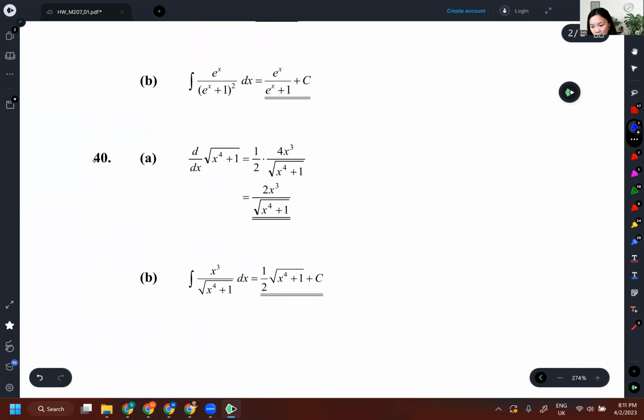For the last question, 40b. For 40a, you can get the integral of 2x cubed over root x4 plus 1 dx equal root x4 plus 1 plus c. And then you can get this one. If it's not very clear, I hope this makes it very clear. So at first you have a 2 inside, and then you don't have the 2 by dividing 2.